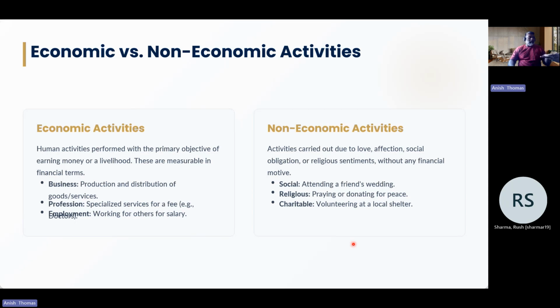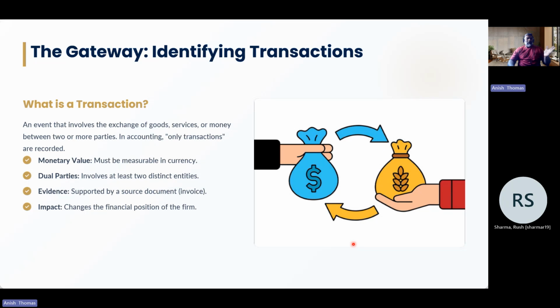When it comes to accounting, we're going to solely focus on economic activities, and that is where the concept of a transaction comes into the picture. A transaction is something that involves exchange of goods or services that can be measured in terms of a monetary value between two or more parties. Recording these transactions is what is known as bookkeeping or accounting. Bookkeeping and accounting have slight differences, but at this stage, they are the same in terms of recording of transactions. That is the basic thing of accounting.